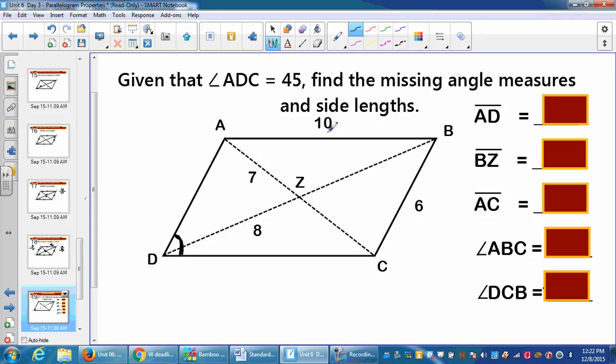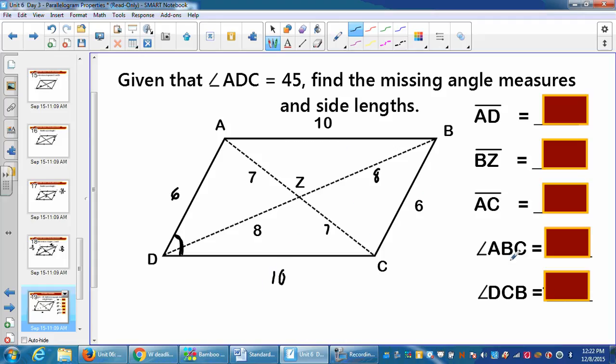Well, AD is our first one. AD is over here. If this side is 6, this side better be 6. BZ, that's this distance. Well, we can use this property that if that's 8, this is 8. AC, well, if that's 7, this one over here has to be 7, so the whole distance is 14. We could also say since that's 10, this is 10, but we don't really need that.